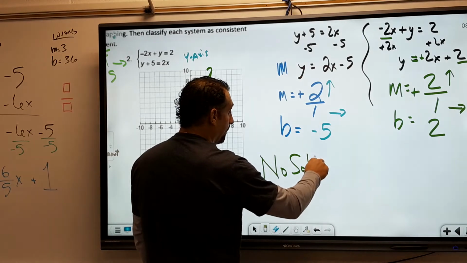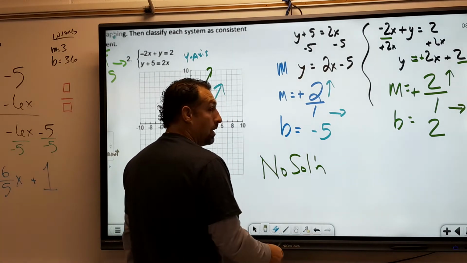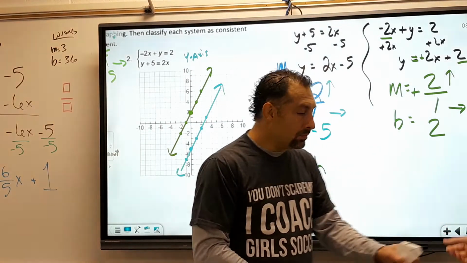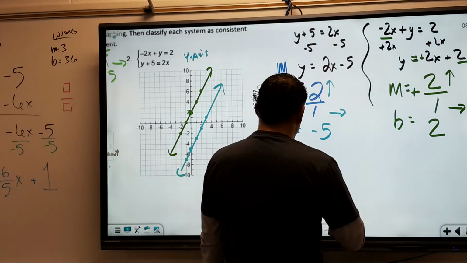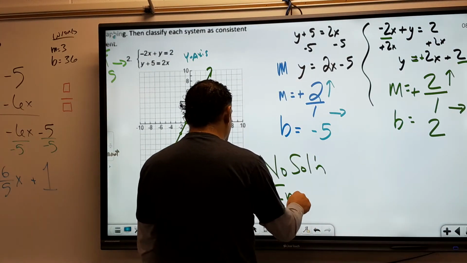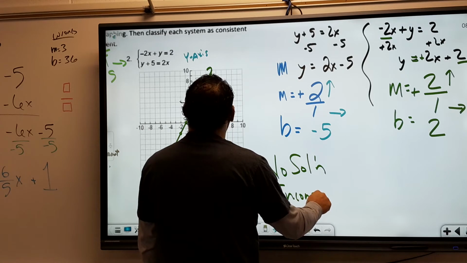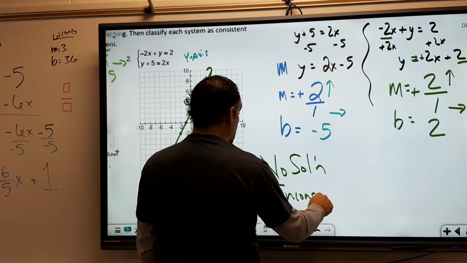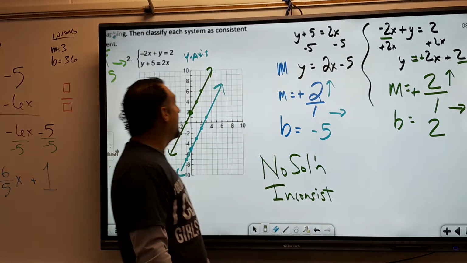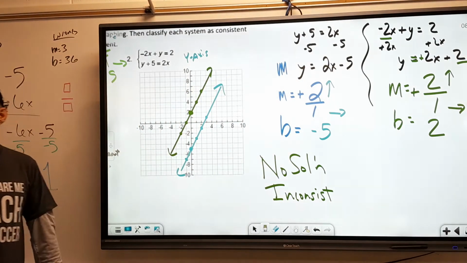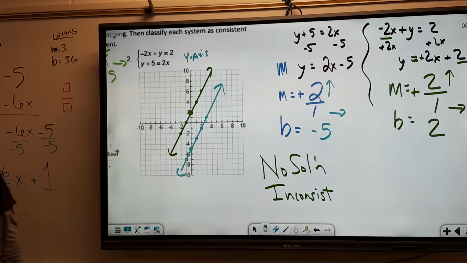And we call that inconsistent, which, whoever came up with this terminology was a real idiot. It doesn't sound right. It's very consistent. It never touches, ever. I don't know why they picked that.